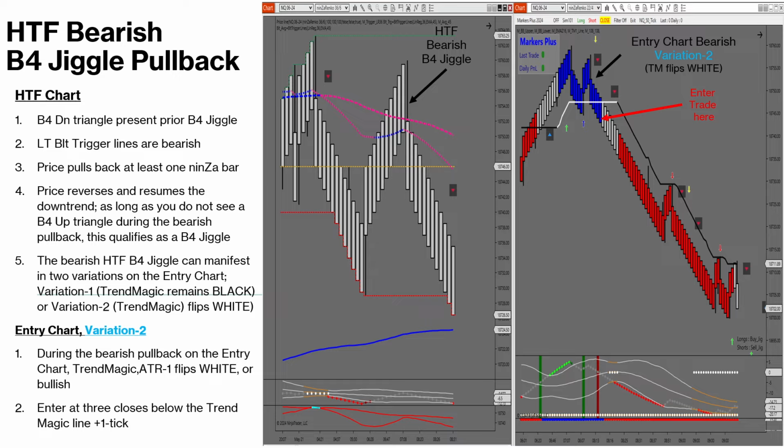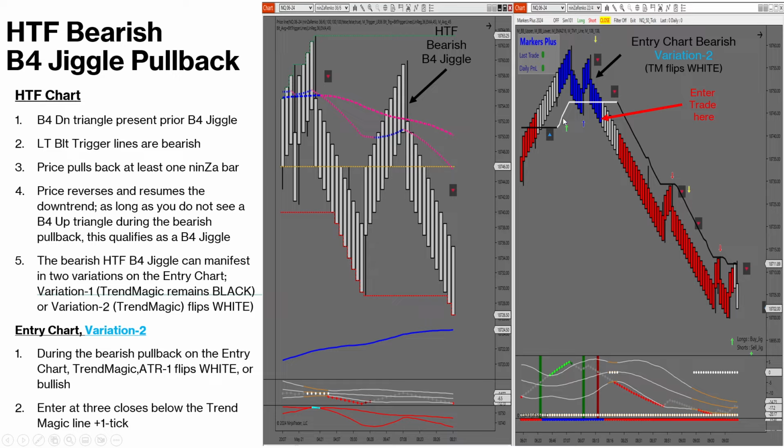All right, higher time frame, bearish B4 jiggle pullback. All right, now we have somewhat of a deeper pullback, so you can check this out. However, it's the same thing. Red down triangle, nice big pullback. Long-term trigger lines are bearish. Short-term trigger lines are bearish. We get up in here. This is the rally right there we're looking at.